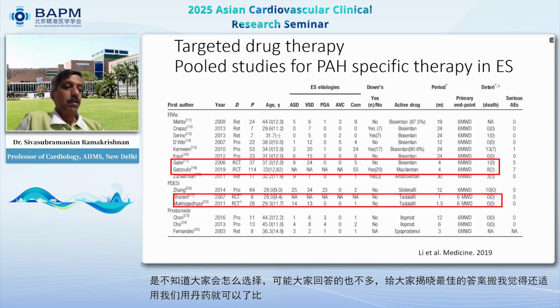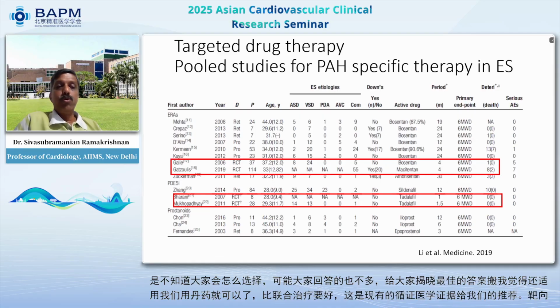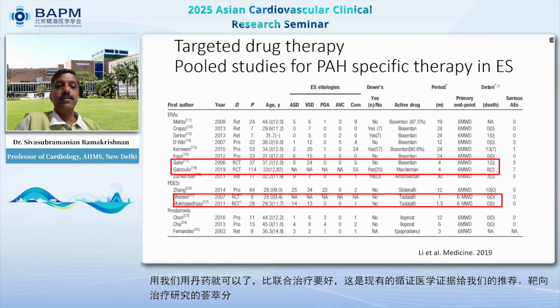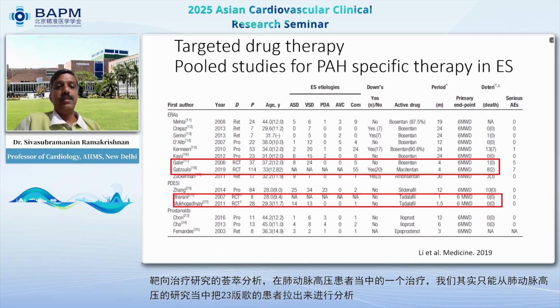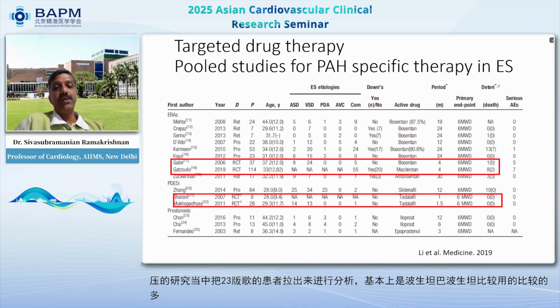These are all the possible published studies of targeted drug therapy in Eisenmenger syndrome. The most well studied is the endothelin receptor antagonist bosentan. You can see most of the studies are on bosentan, even though the numbers are not so great compared to other areas. We need more studies. Many hospitals in Asia would have seen more patients than all the multicentric studies reported.